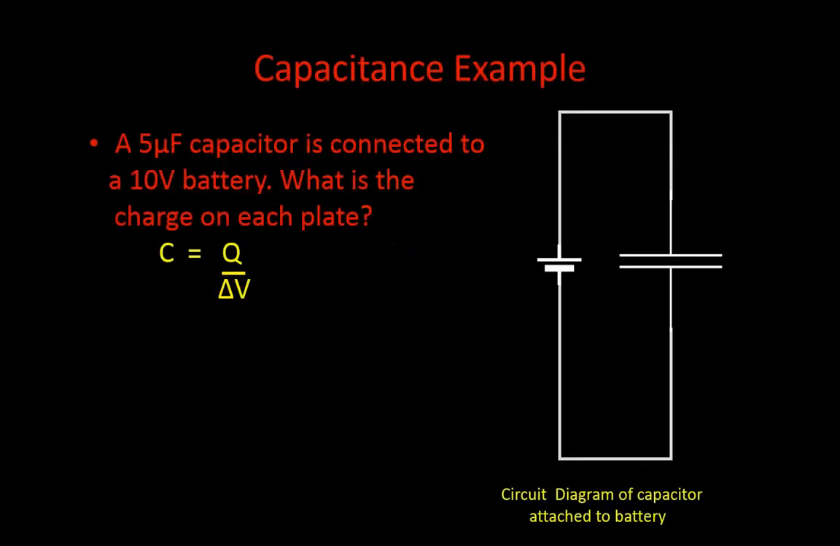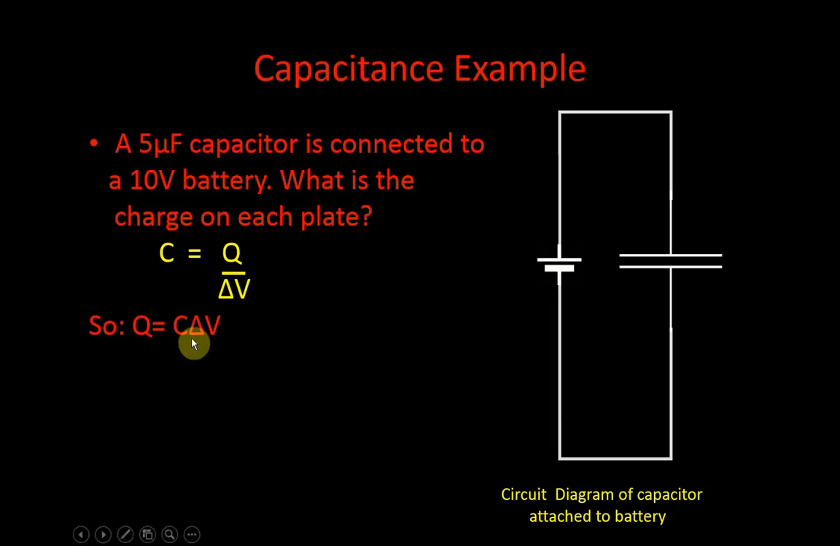So with this in mind, if we have a 5 microfarad capacitor and hook it up to a 10-volt battery, what would be the charge on each of the plates? In a question like this, we can simply invoke C equals Q over V. We want charge, so we're rearranging this 3-variable formula for Q. So Q is equal to C times V.